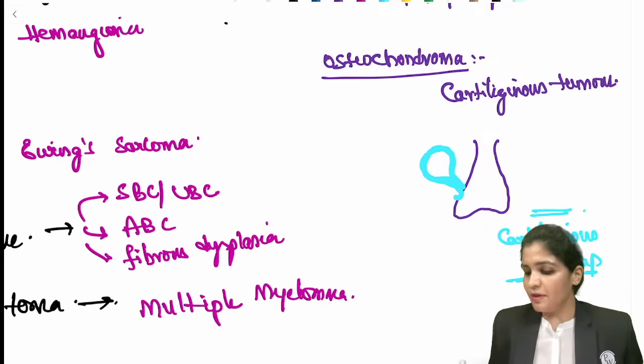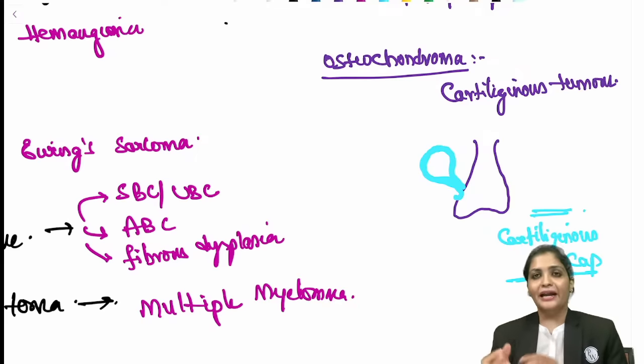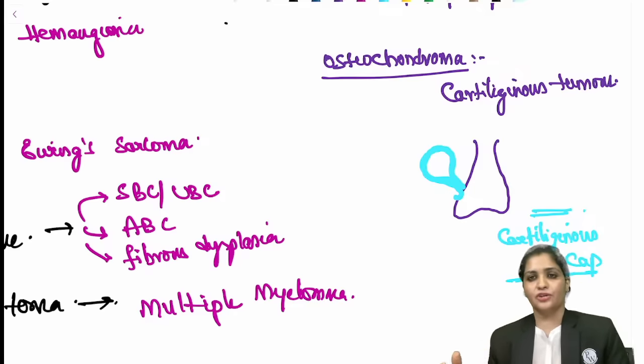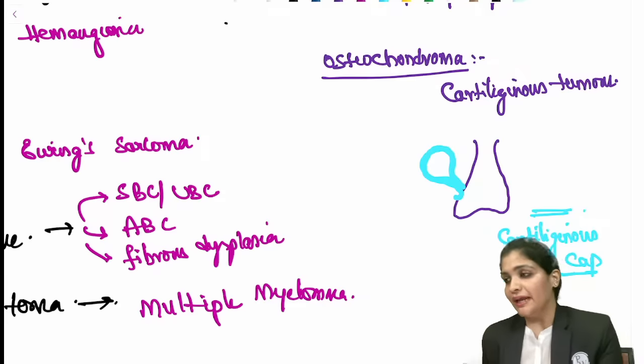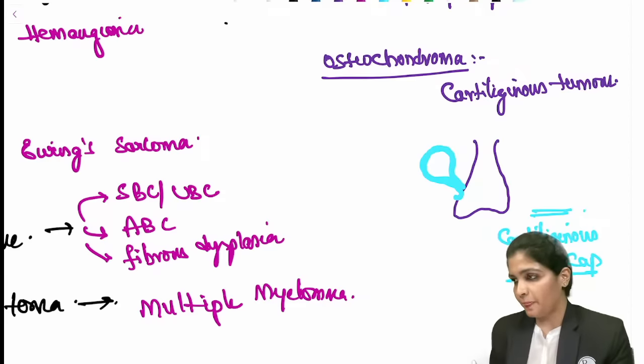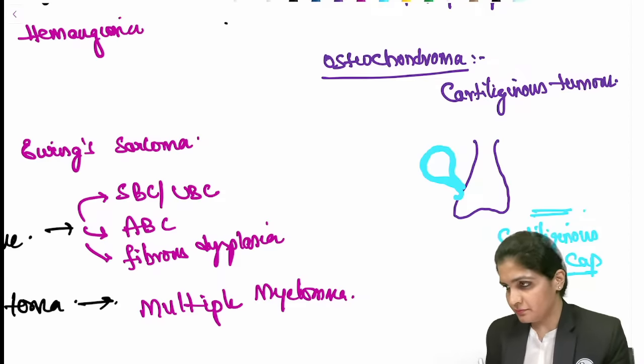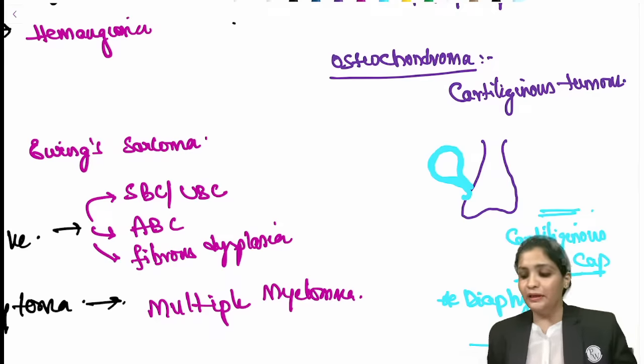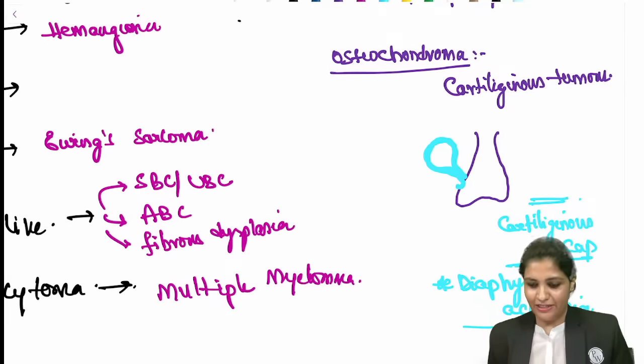So that is osteochondroma. Usually this doesn't require excision, but if there are any other conditions, like if it is associated with pain or bursitis, or it is rapidly increasing in size, then you have to go for excision of this osteochondroma. So multiple chondromatosis is called diaphyseal aclasis.